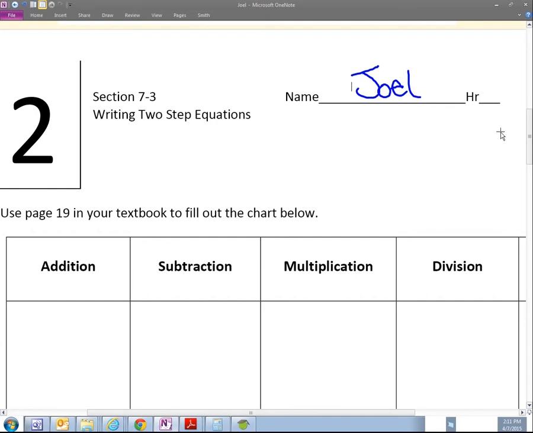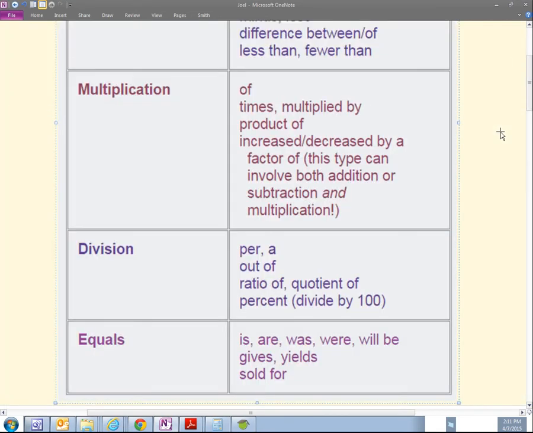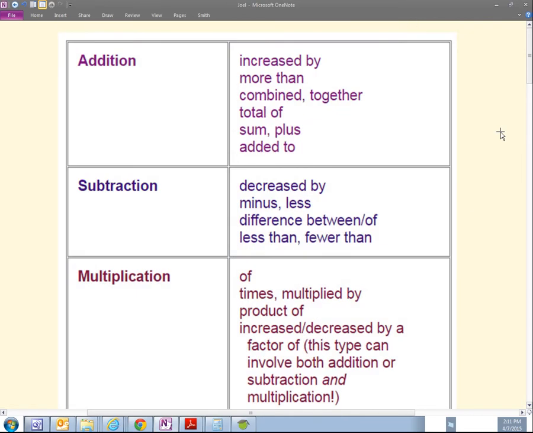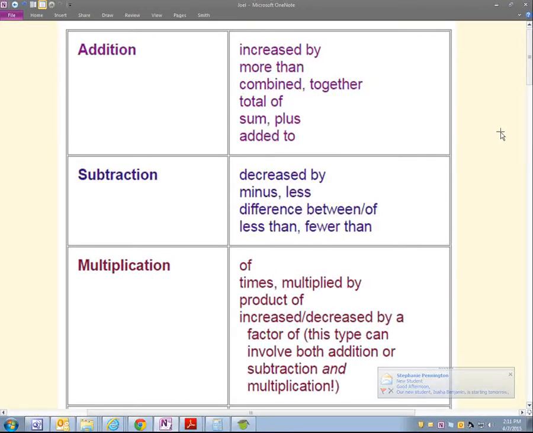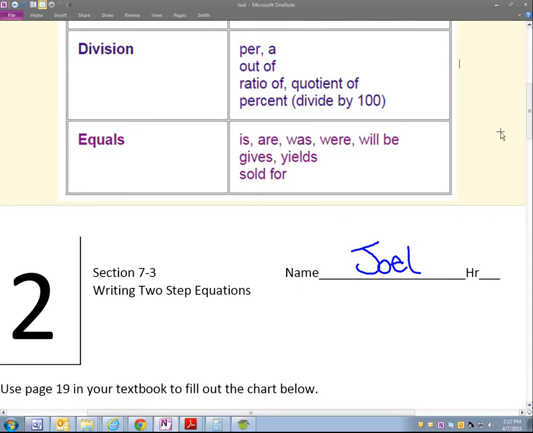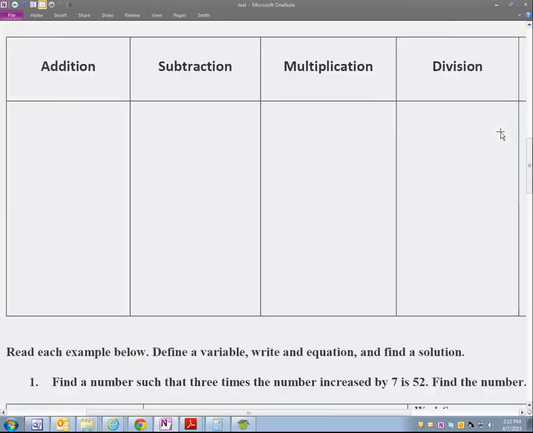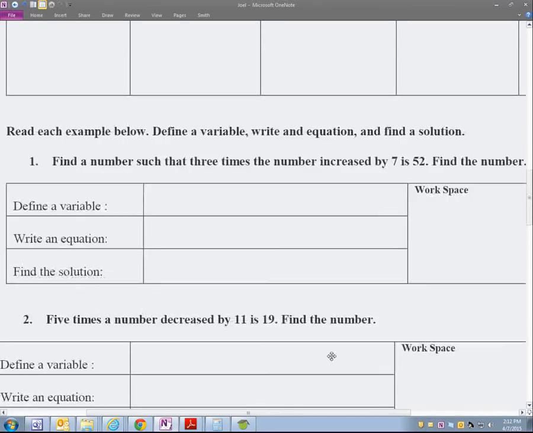Writing two-step equations. Today my name is Joel because somebody in fourth period decided that would be my name today. We just wrote down the vocabulary for what we're going to be using for the two-step equations. You can find that on page 19 of your textbook, one of the first sections. So we have word problems that we are going to be finding.